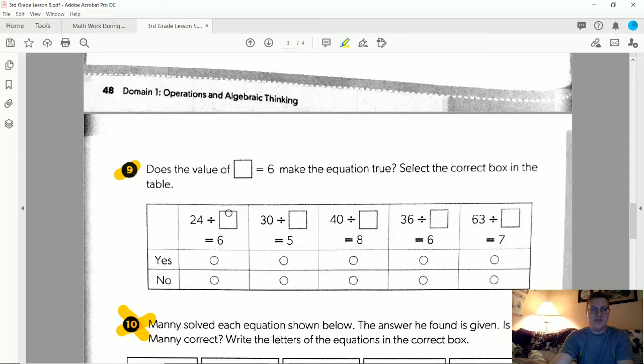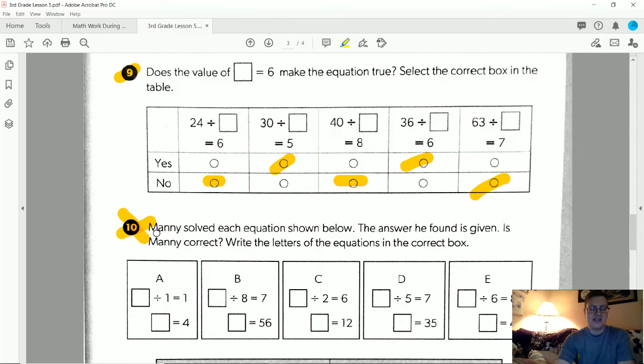Number 9, does the value make sense if we change the box to a 6? So 24 divided by 6 would give me 4. That does not work. 30 divided by 6 gives us 5, so that will work. 40 divided by 6 does not give us an even number, so we're not going to pick that. 36 divided by 6 does give us 6, and 63 divided by 6 does not give us an even number, much less 7, so that one would be no.